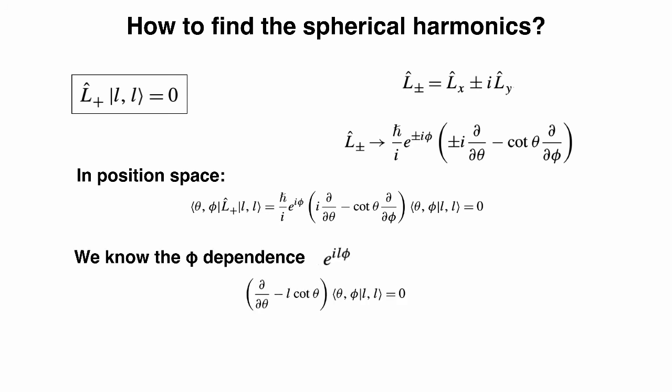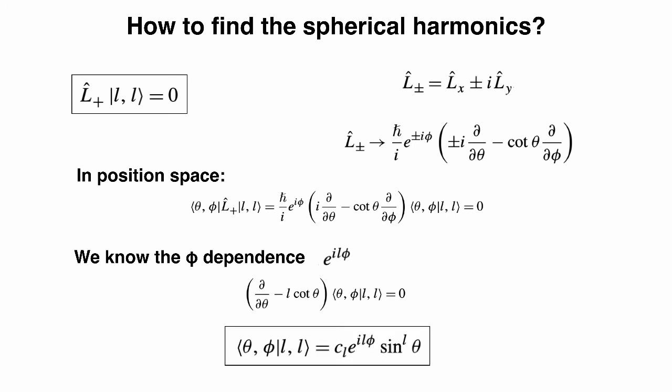Now, if we do that, and we remember the phi dependence, we've done that earlier. We know that the phi dependence is e to the i L phi. We did that a few minutes ago in another slide. We end up with this equation to solve, which looks fairly simple, but maybe it is not directly trivial to see that the solution is obtained by sine theta to the power L. That's what we find by solving this equation, while e to the i L phi is the dependence for the angle phi. This is what we obtain for the spherical coordinates representation of the maximum projection state, L L.